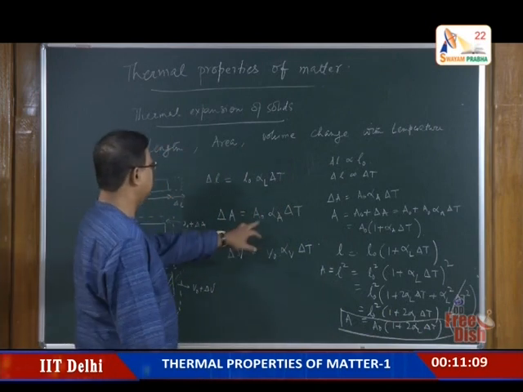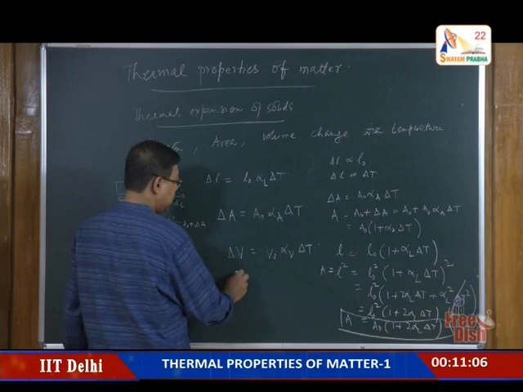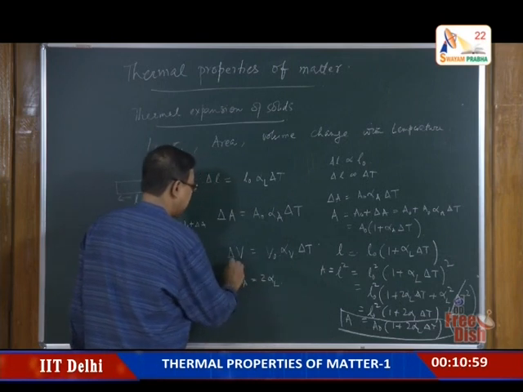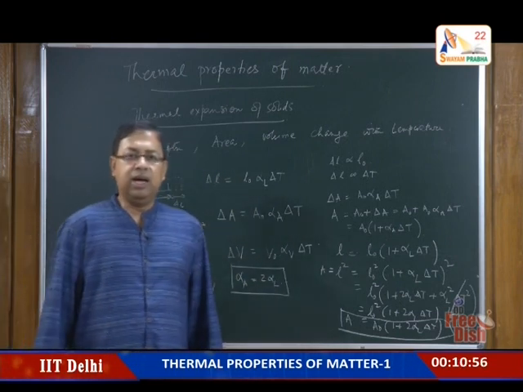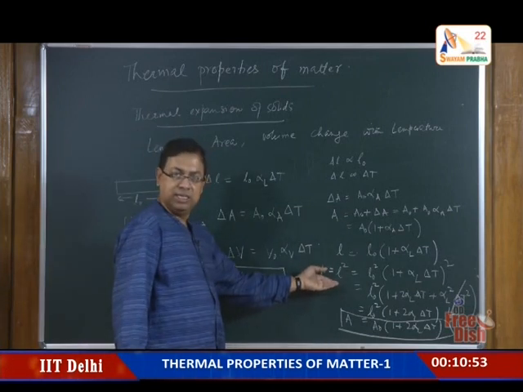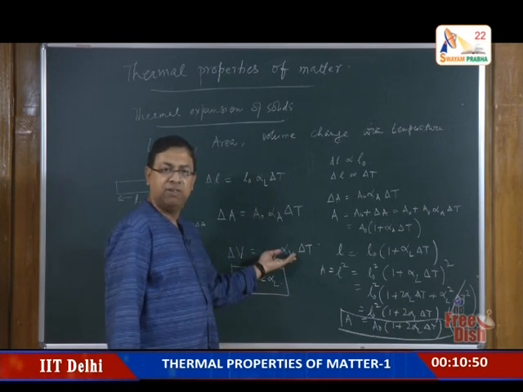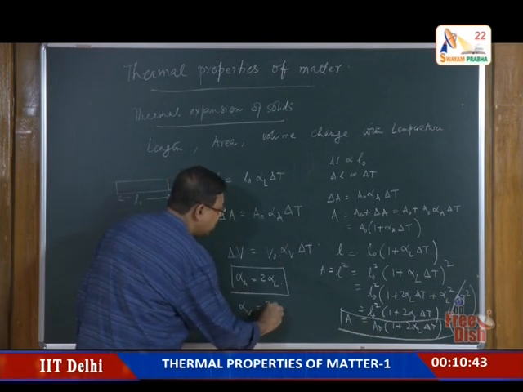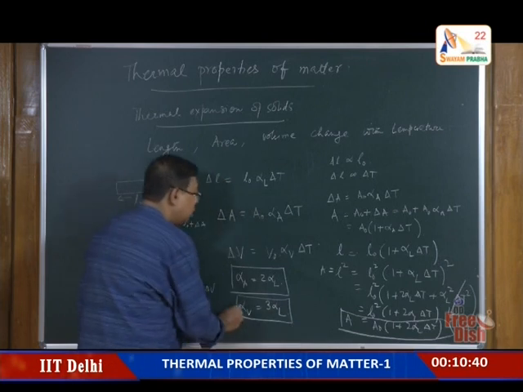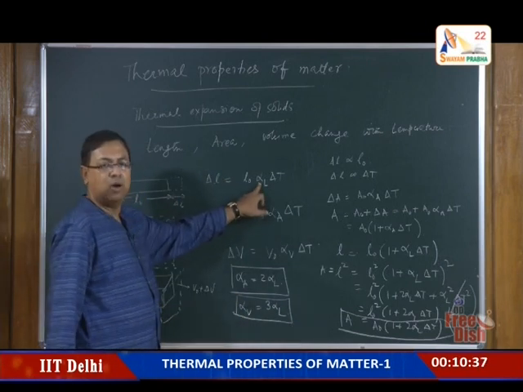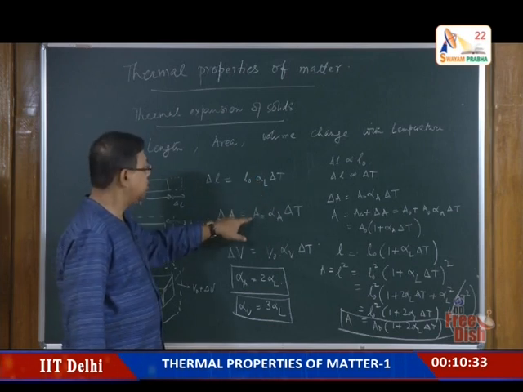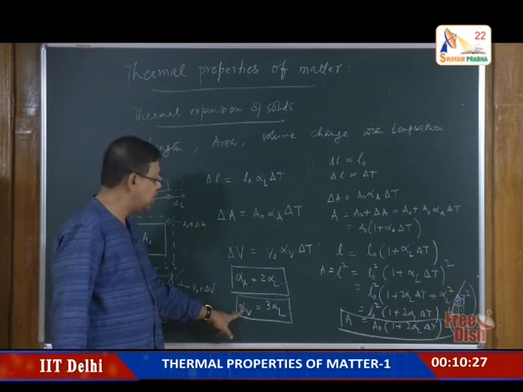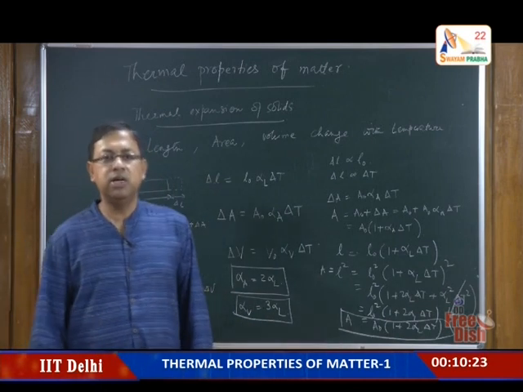Now if you compare it with this equation, then you would definitely get that alpha A equals twice alpha L. And similarly, taking a cube of this in order to get a relationship between alpha V and alpha L, one would get alpha V equal to 3 alpha L. So the coefficient of linear expansion is related to the coefficient of areal expansion by this relation, and the coefficient of volume expansion is related to the coefficient of linear expansion by this relation.